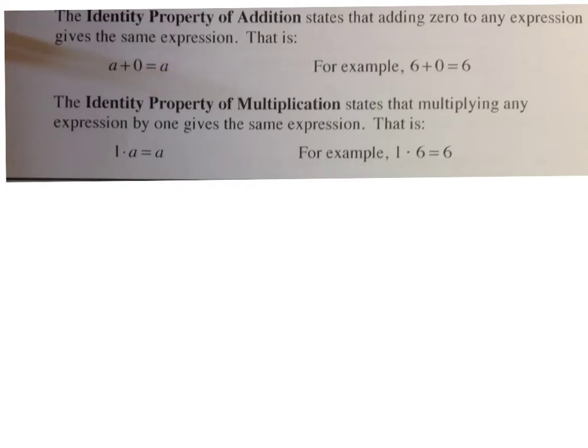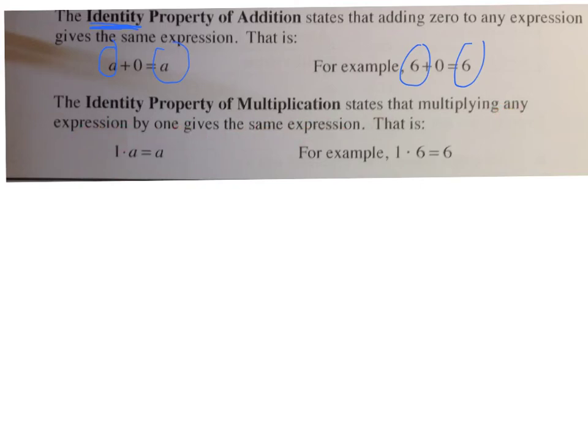The identity property just kind of means the number keeps its same identity, if you think of it like that. The a is still going to be a. The 6 is still going to be 6. It keeps its identity. Now for multiplication, this says that multiplying any number by 1 gives you the same thing.